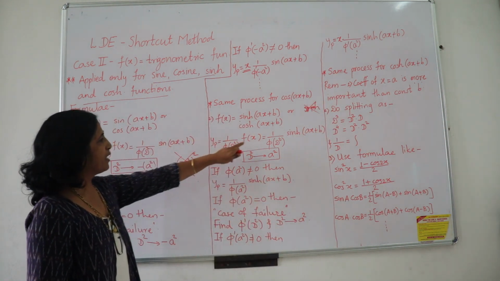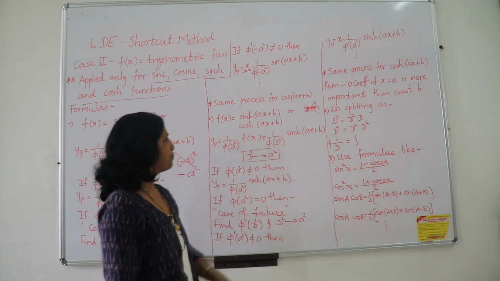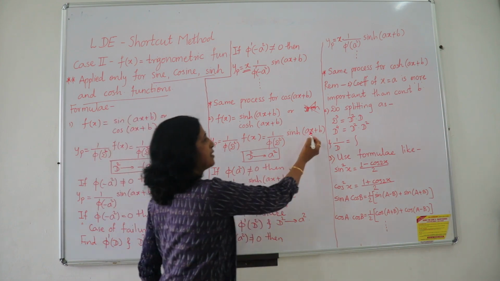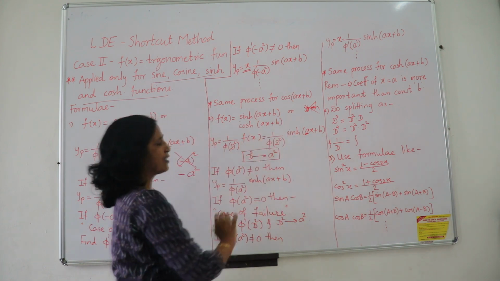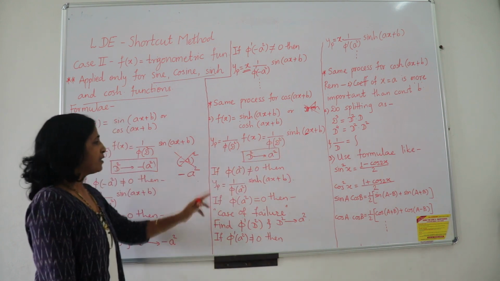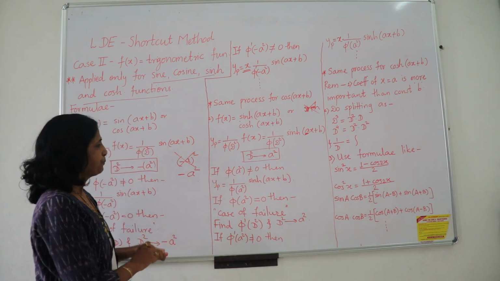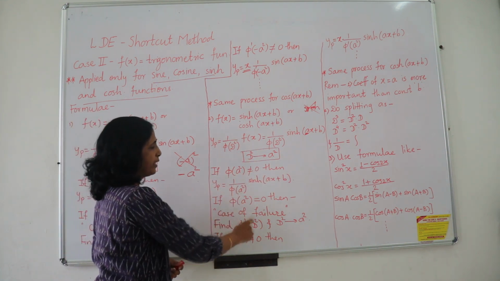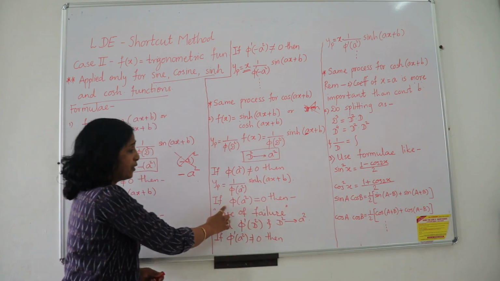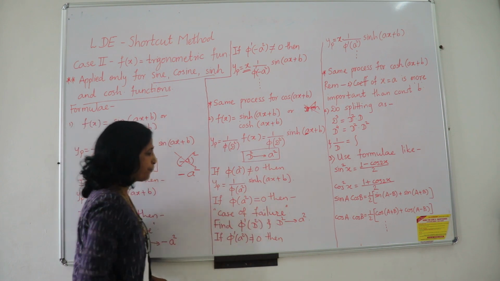Then 1 upon phi(D square) sinh(ax+b). Here, what is the rule? D square is replaced by a square, where a is the coefficient of x once again. So it is replaced by plus a square. If phi of a square is not equal to 0, we get the direct answer 1 upon phi(a square) sinh(ax+b). The function remains the same. But if phi of a square becomes 0, then once again we call this the case of failure.